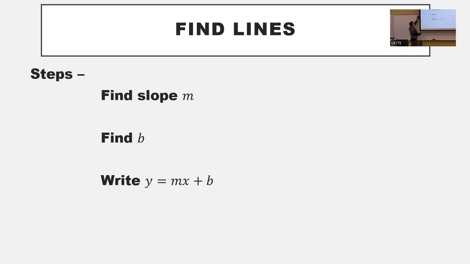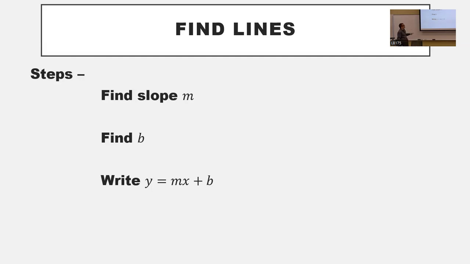But what we're going to do today for the rest of the time is still find lines, but now using another way of finding slope. Remember, we always find slope, find the b value, write y equals mx plus b. Finding the b value is going to be the same every time. After we've found the slope, you just plug in a point, and that'll give you your b value.